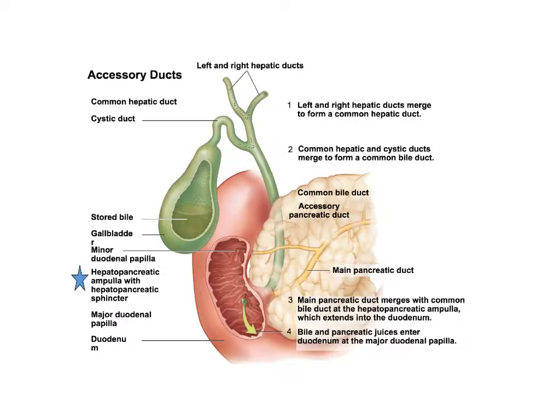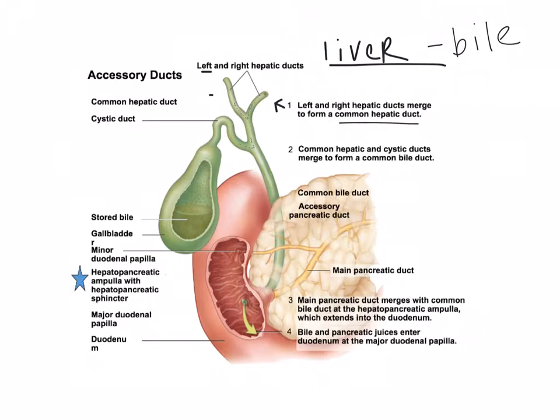So right here are the left and the right hepatic ducts. These are coming from the liver. They're going to drain the bile that's coming from the liver, and we'll get there, one thing at a time. So these are coming from the liver, the left and right hepatic. They merge, they come together, and they form the common hepatic duct, which is right here. So the common hepatic duct is coming from the liver.